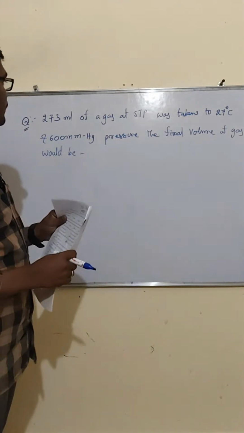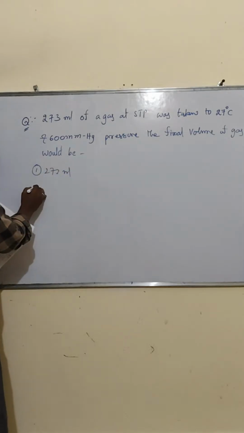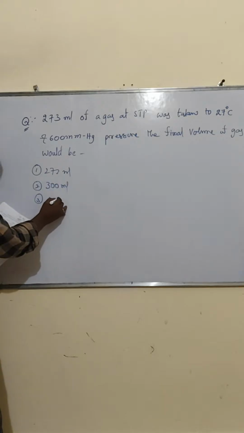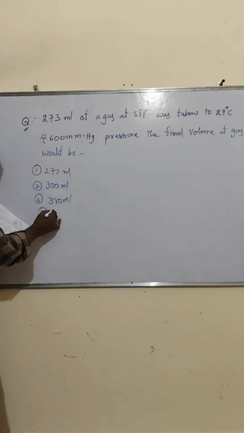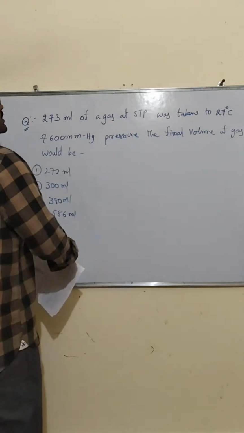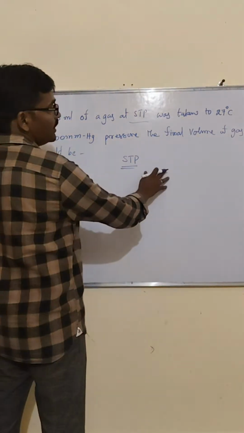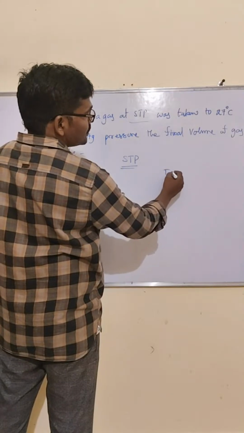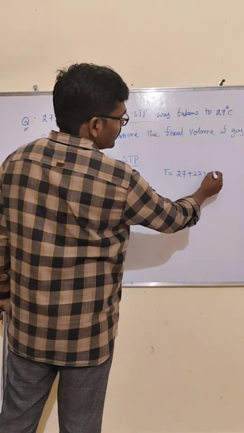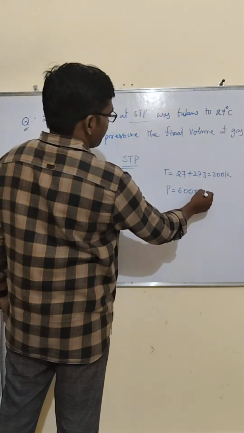See, look at my dear students. For this question, options are given: option 1, 273 ml; option 2, 300 ml; option 3, 380 ml; option 4, 586 ml. The first is STP conditions. The second condition is a temperature of 27 degrees Celsius, adding 273, you get 300 kelvins. Then the pressure is 600 mm of Hg.